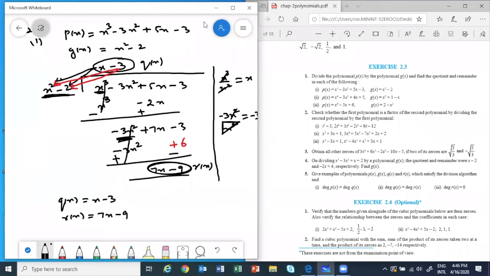Now, anybody who has a doubt, write. No, remainder is not Madhu. Remainder is 7x minus 9. Okay, correct. Remainder is 7x minus 9. Yes, so all of you got it right. Do next question. Do second part.